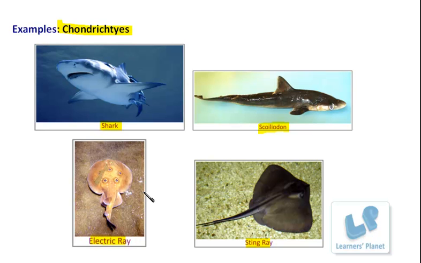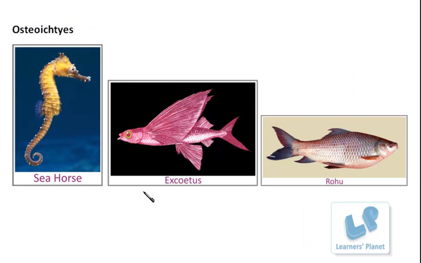So these are some examples of the cartilaginous fish. Now I will show you the bony fishes. Some examples are the seahorse, scientifically known as hippocampus, then the exocetus, that is the flying fish, and rohu, another simple fish that you must have seen generally. In these fishes, can you observe the features that we have just discussed? Look at the position of the mouth. In all three cases, it is terminal. So a terminal mouth is a characteristic feature of the bony fishes.